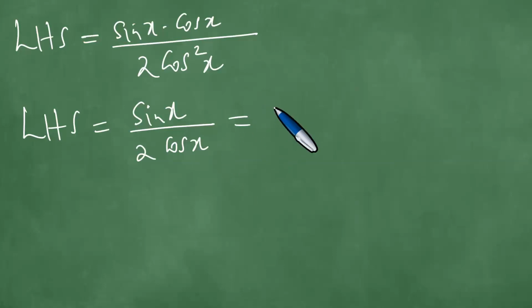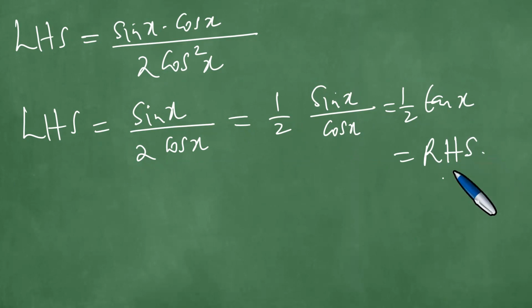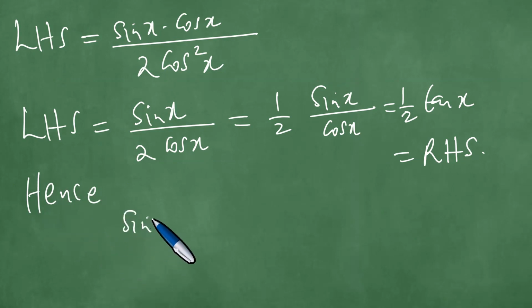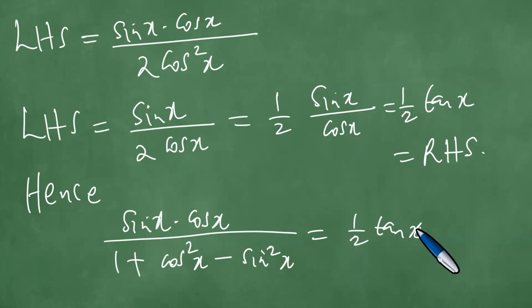Sine over cosine is what? There's one half from the 2 in the denominator, and you have sine x over cosine x, and this is the tangent of x, which is the right-hand side. So this is what we get. Hence, if you happen to see sine x times cosine x divided by 1 plus cosine squared minus sine squared, this is one half tan x. So we're proving that the left-hand side is equal to the right-hand side.